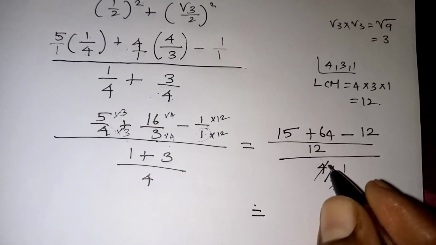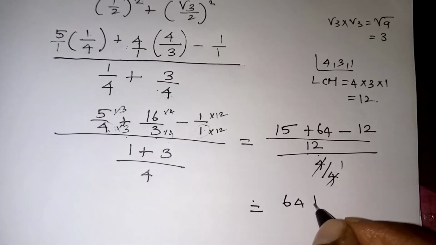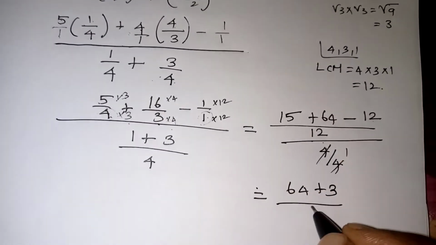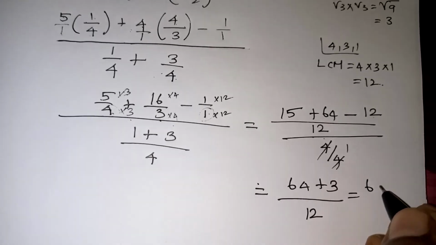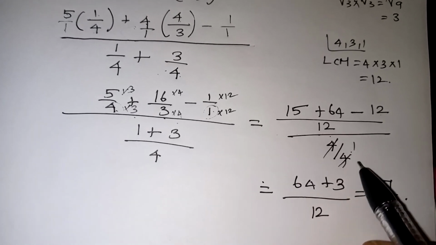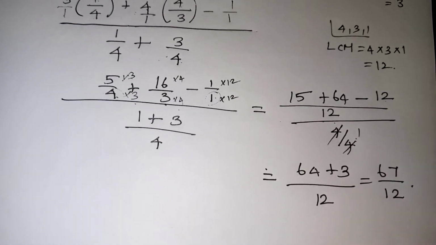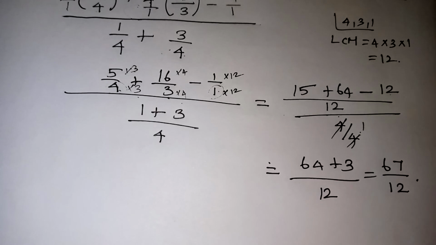So here we have 64, plus 15 minus 12, which will give you 3, divided by this 12. So 64 plus 3 is 67 by 12. That is your correct answer. This denominator 1 you can leave as it is because all the numbers are having denominator as 1. It has no value. You can leave that. So 67 by 12 is your correct answer.